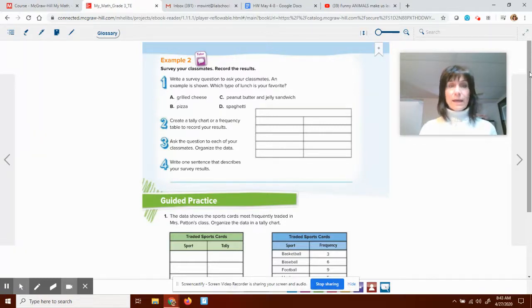we're going to go ahead and ask, let's see, let's start with this. Jackson, tell me your favorite: grilled cheese, pizza, peanut butter, spaghetti. Jackson says, Mrs. Swin, I like grilled cheese. So let's go ahead and I'm going to first create a tally chart, and let's fill out our chart.